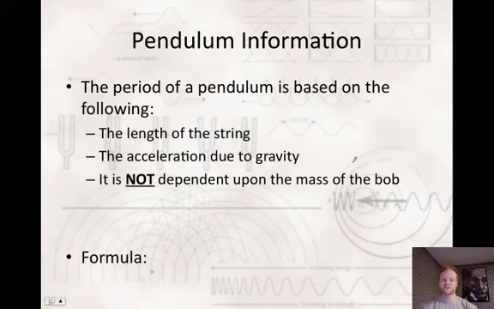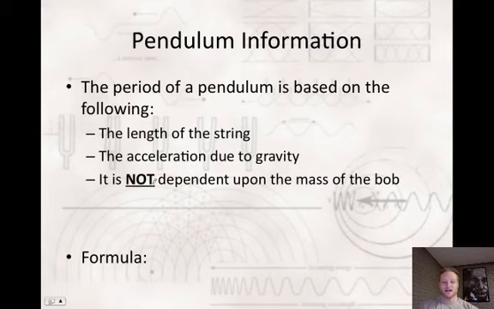So just some information on pendulums, and this is some important stuff here. The period of a pendulum, or the time it takes to complete one full swing or one full cycle, is based only on 2 things, believe it or not: the length of the string and the acceleration due to gravity, which kind of makes sense. If you put a pendulum up on the moon, it's probably going to swing slower than on the Earth. And the length of the string is also going to dictate how long it takes for a period to complete.